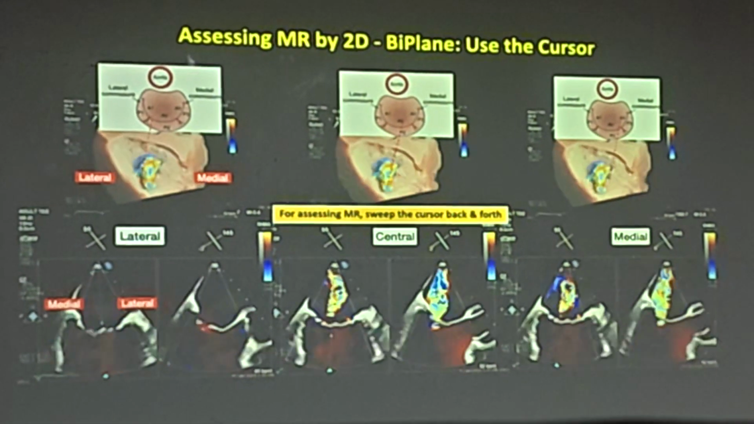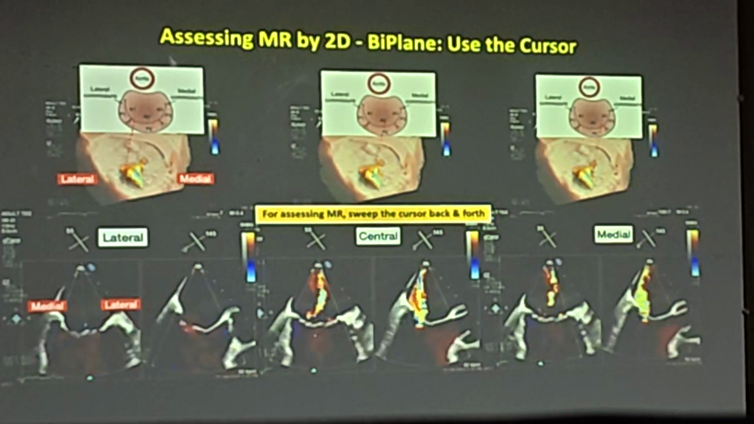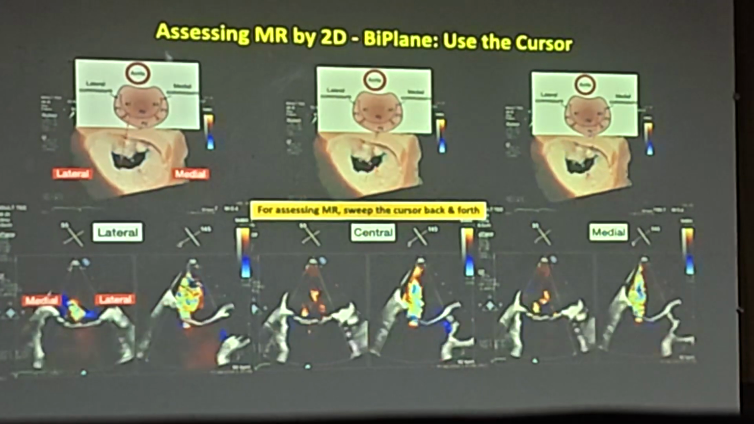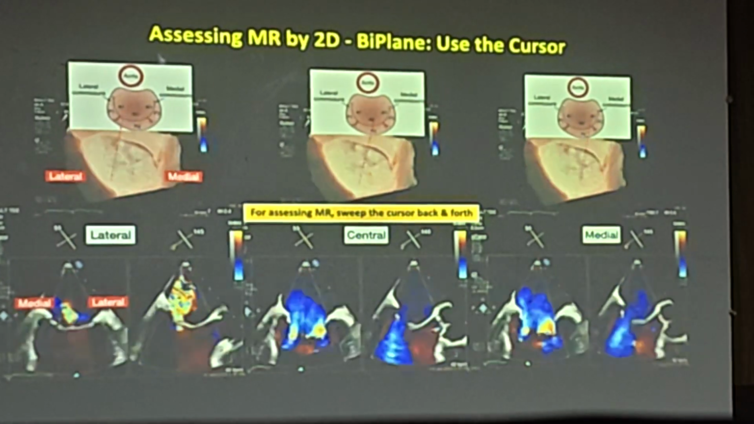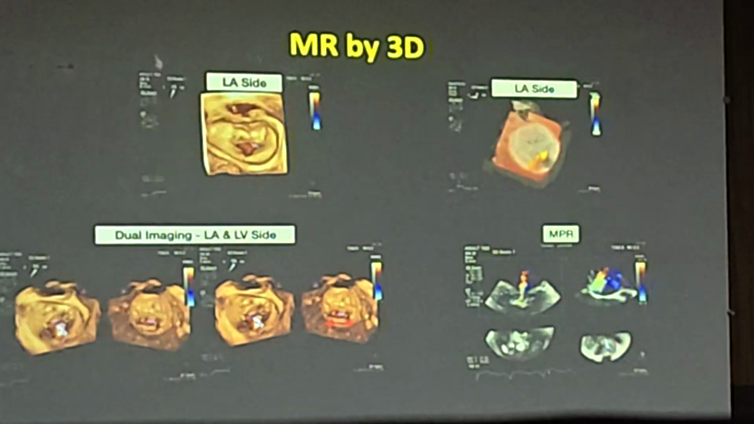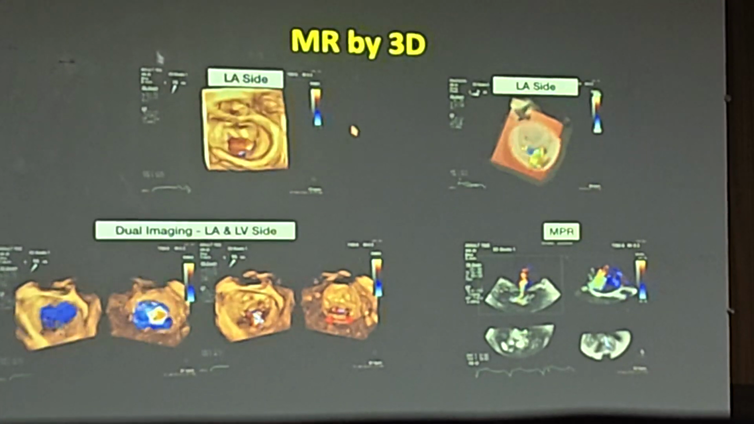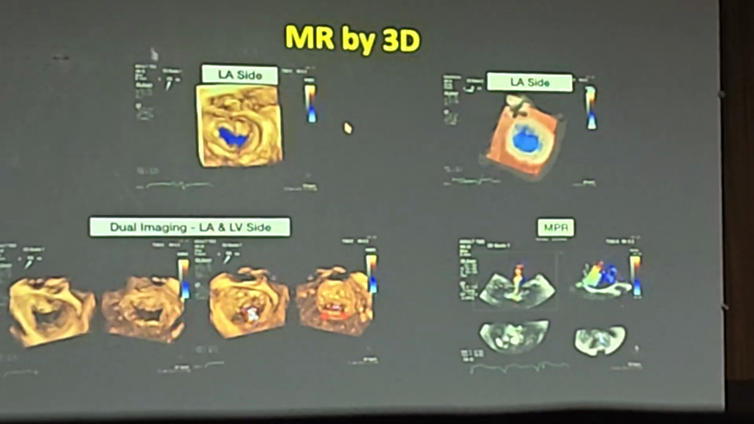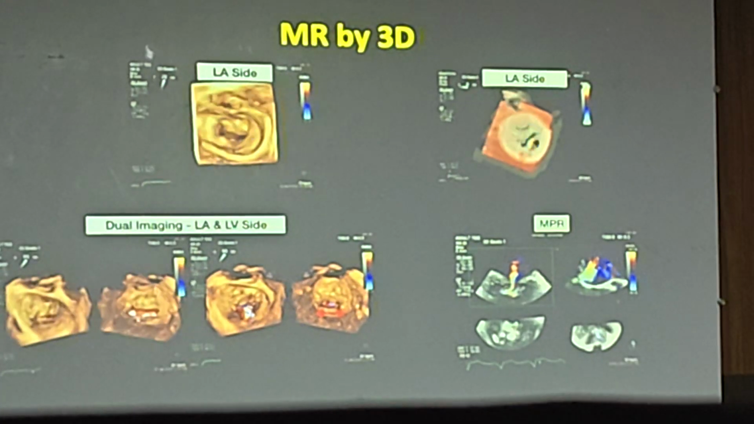So this is how you understand the MR: how the MR is located, how many jets there are, and where it is coming from. A lot of information you get from this. And you can also look at the MR from both sides. So you can look at it from the LV side and the LA side.